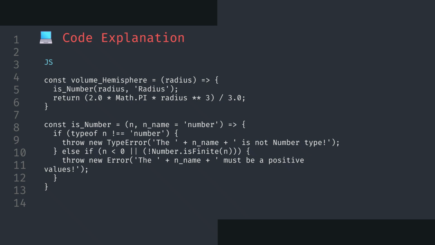This is the core logic. We have two functions. volumeHemisphere does the actual math, while isNumber checks that our radius is a valid number and positive. If the input is invalid, like a string or a negative number, we throw a helpful error. Otherwise, we just calculate the volume using the formula and return it.